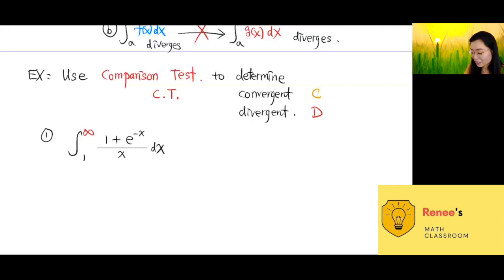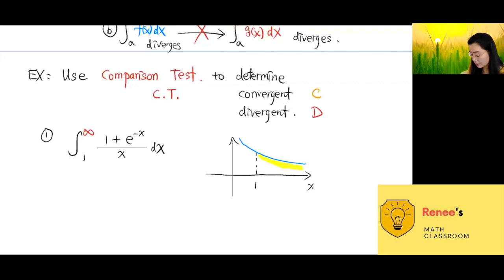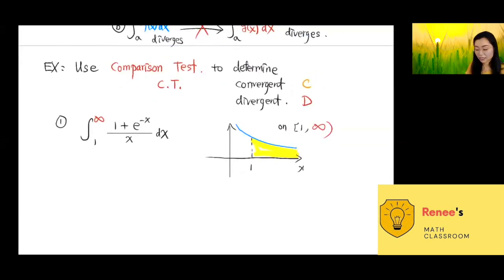Let's use the comparison test to determine whether this improper integral is convergent or divergent, by comparing it with another improper integral of a positive function. On 1 to infinity, the function that we integrate looks like this. We compare it with another positive function whose integral is easier to find.